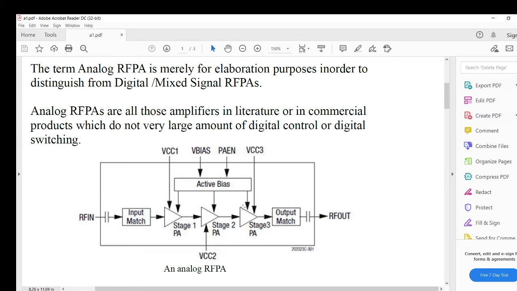So now the question comes, what is a digital or mixed signal RFPA? First of all, I would like to tell you there is nothing to be scared of. It is just the word which might scare some people, that it is extremely complex or something very different. No, it's not like this. It's basically the same concept. The only difference is the way it is implemented and the technologies in which it is implemented.